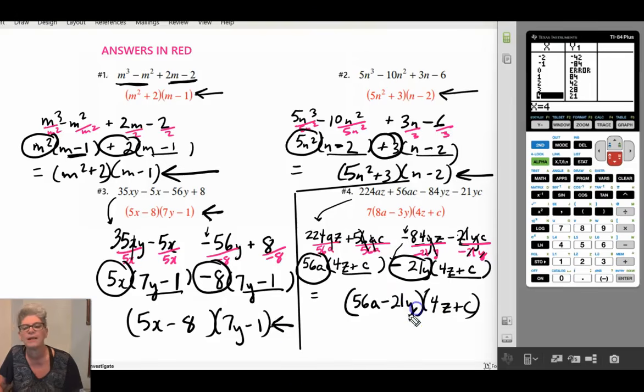Okay. Now, you always want to make sure that you're finished. So like with this one, 5 and 8 didn't have anything in common. 5 and 3 in number 2 didn't have anything in common, but I do think that 56 and 21 have something in common. And again, if those numbers are just a little bit too big for you, let's do the procedure again.